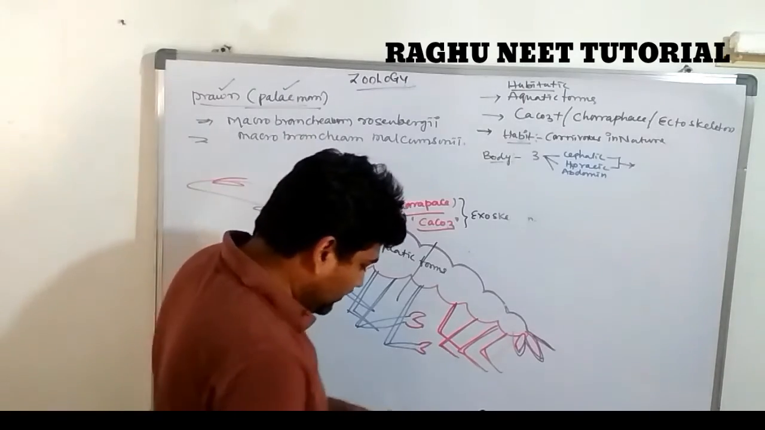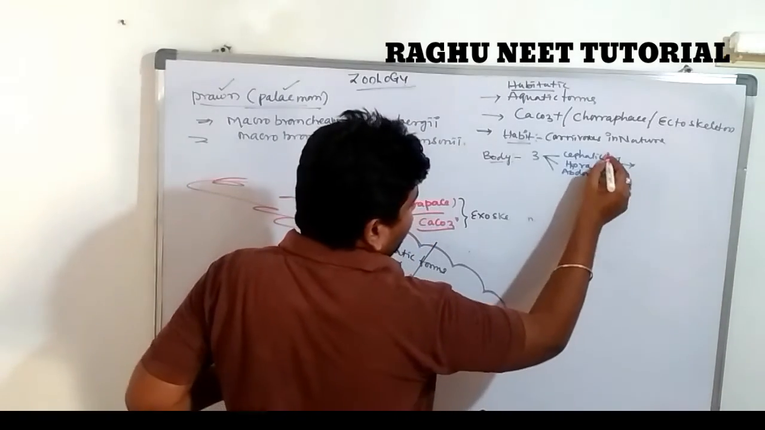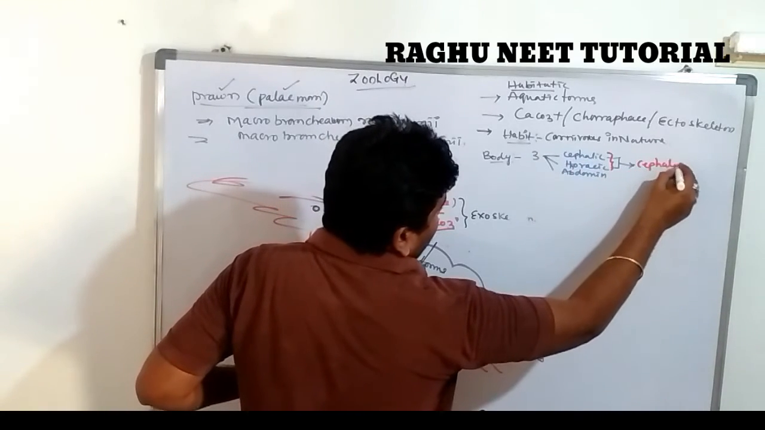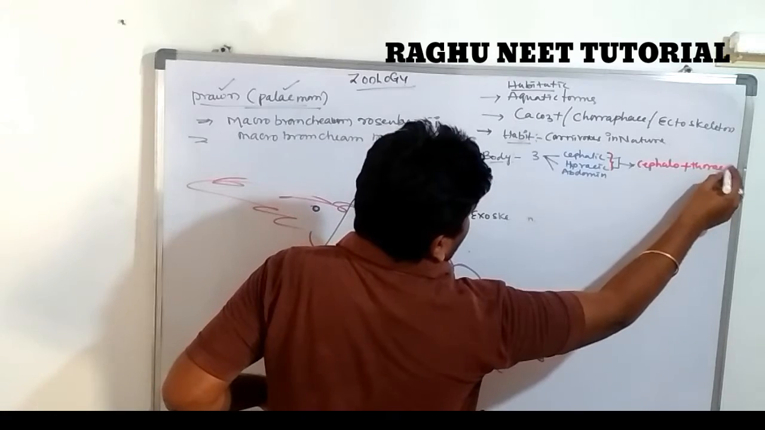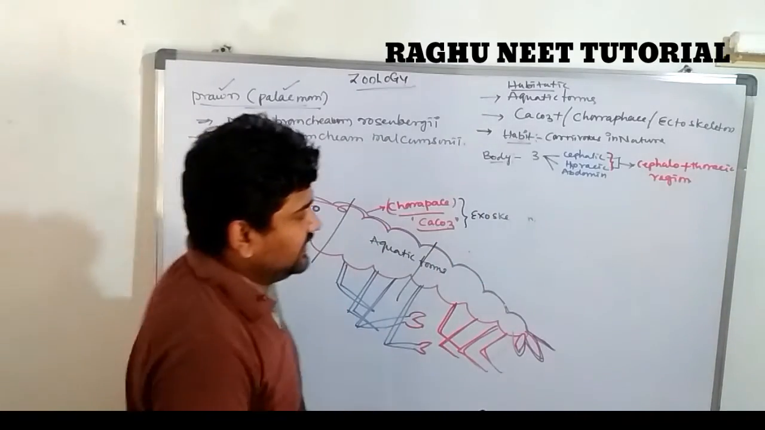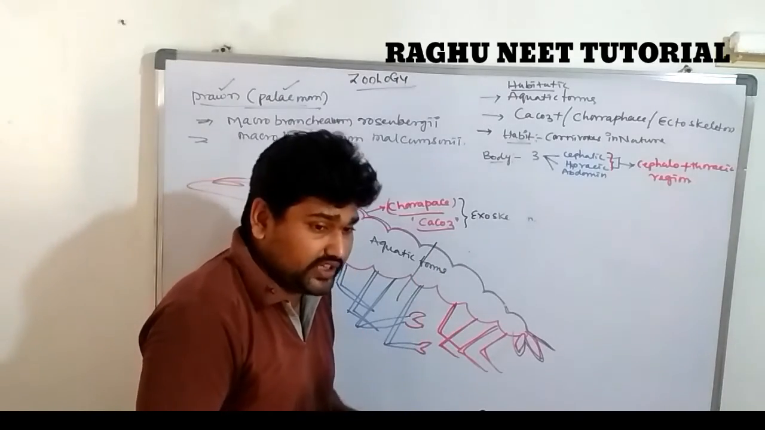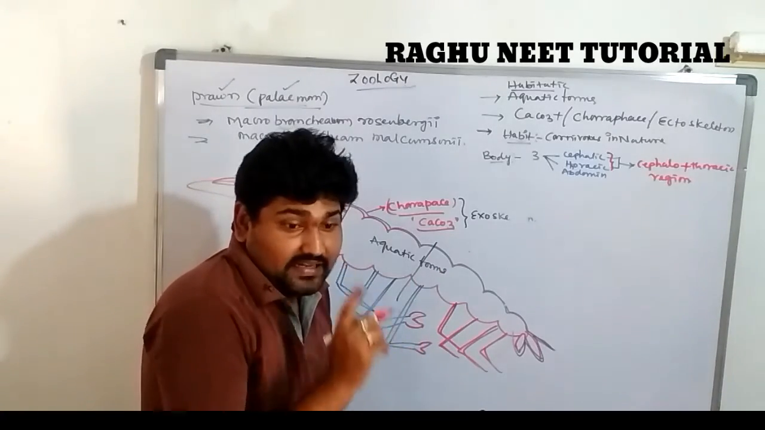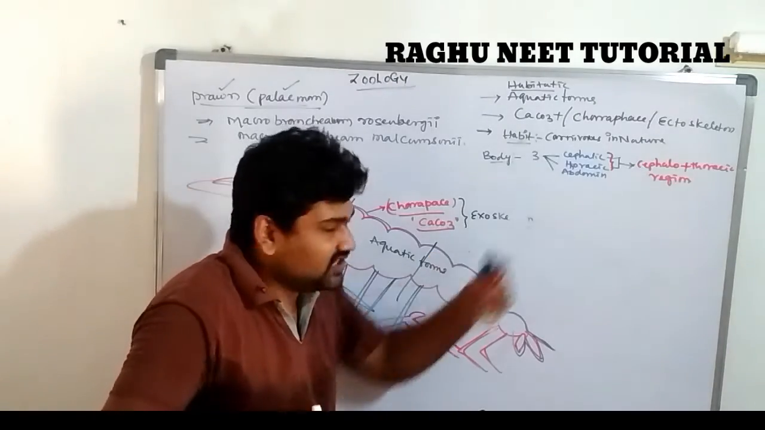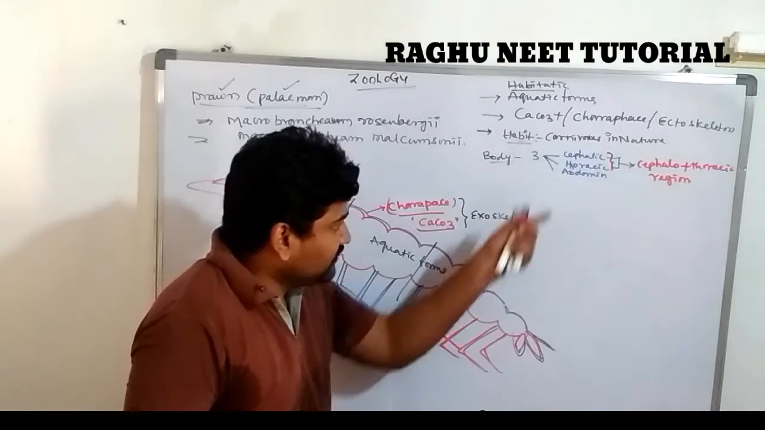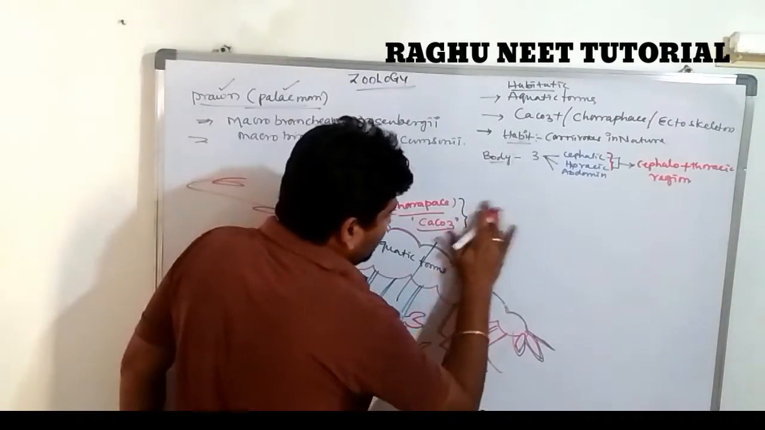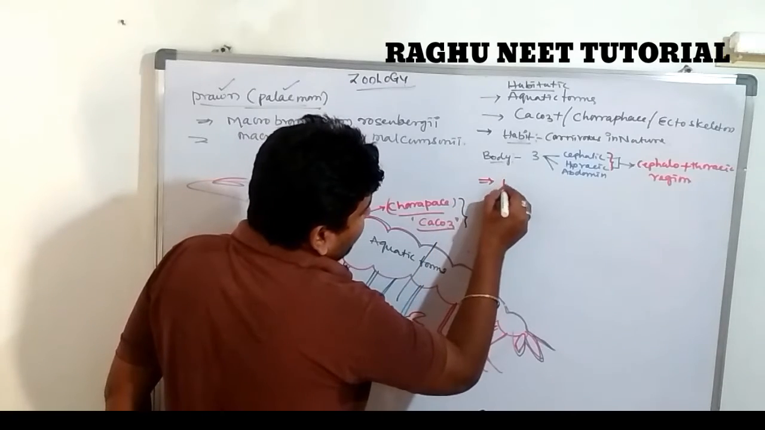The fusion of the cephalic and thoracic forms the cephalothoracic region. The body is distinguished into 3 regions: cephalic, thoracic, and abdomen. The cephalic and thoracic both are fused together to form the cephalothoracic region. The remaining abdomen is free, not fused to anyone. Clear? So next one, the head region, very important.